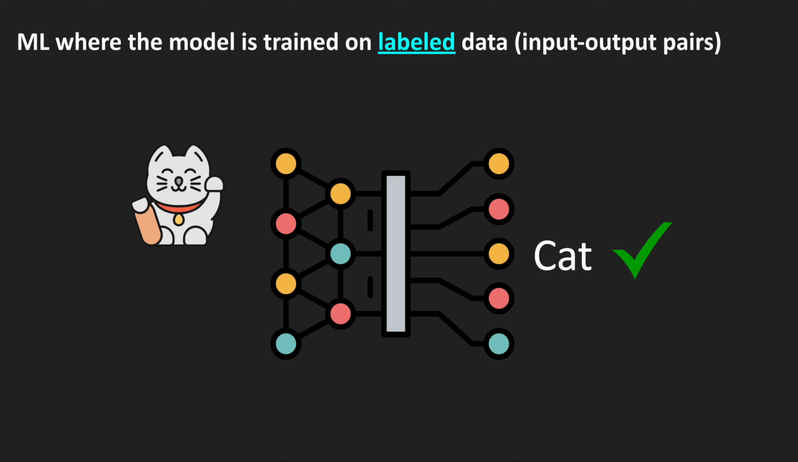We have already seen what supervised learning is in machine learning. Supervised learning is where the model is trained on labeled data. So we give input and output pairs. For example, in this case, we are giving a picture of a cat with the label cat on it. So it's supervised learning.